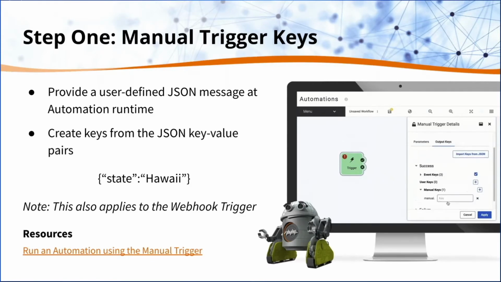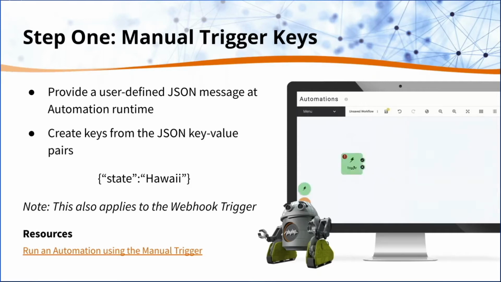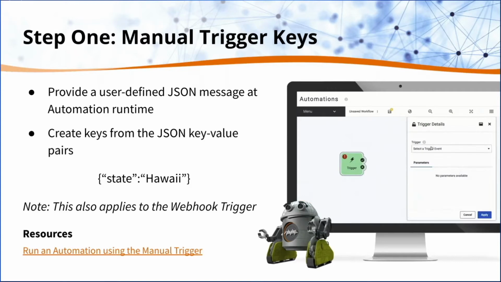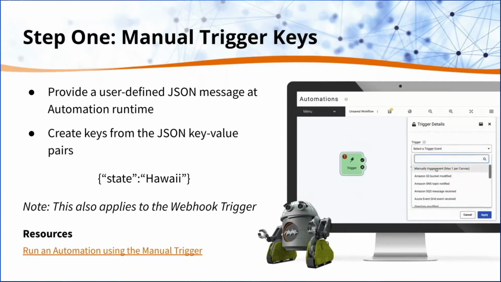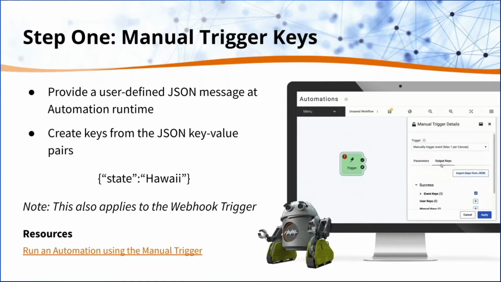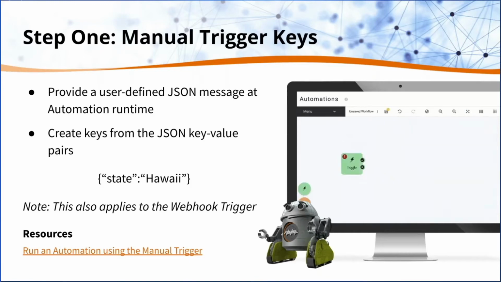The manual trigger can be set up to prompt for a JSON message when the automation is kicked off. Unlike the other triggers, the manual trigger does not have predefined event keys because FME does not know beforehand what the information in the incoming message may contain. So when we use this trigger, the automation creator must define the event keys based on a sample JSON message in order to be able to use these values.